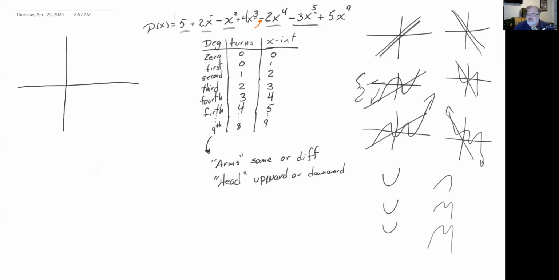So for this particular 9th degree polynomial, trying to figure out where all the wiggles are is going to be a chore. But just from a perspective of end behavior, what can we say about how this is going to behave? Same or different, upward or downward? You can put them in a little chat thing if you want.